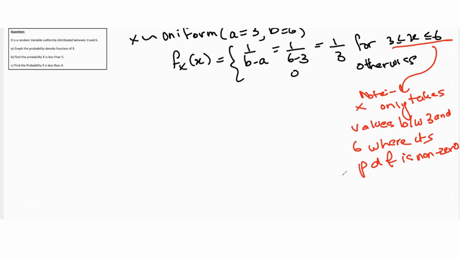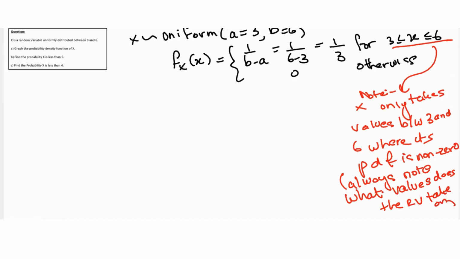So regardless of whether you're looking at a discrete or continuous random variable, always note what values the random variable takes on. You do it for both discrete and continuous, and for continuous, the values it takes on are where its PDF is non-zero. This is important to remember. Now, why is this important to remember? We've already done part A and B.